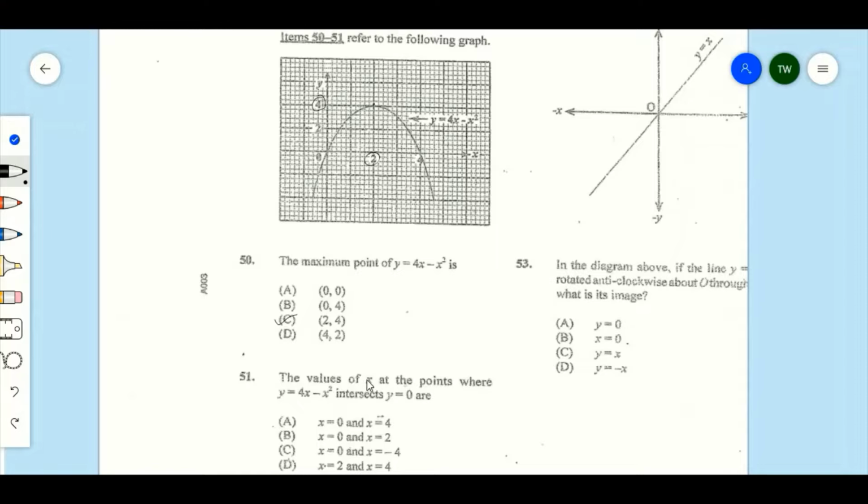The values of x at the point where y equals 4x minus x squared intersects y equals 0 are, now when y equals 0, that's just the x-axis. So they are just asking you for where the graph intersects the x-axis, and clearly the graph intersects the x-axis at this point here, and you can see that this point here is 0, and the graph intersects the x-axis at this other point, and clearly you can see that that's just 4. So it's going to be x equals 0 and x equals 4, and that option here is going to be A.